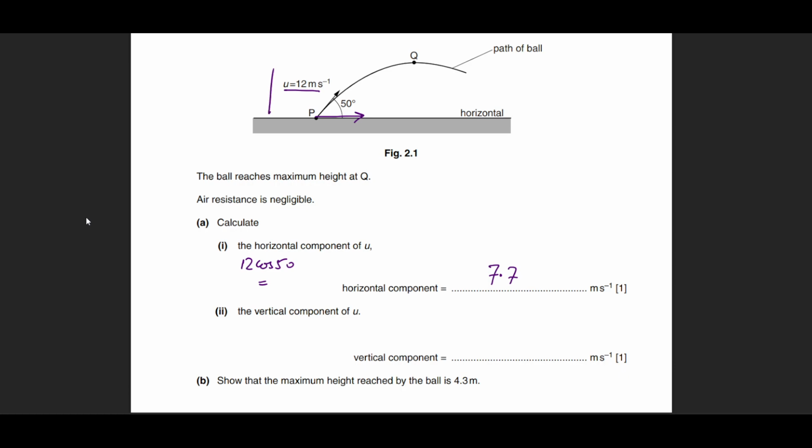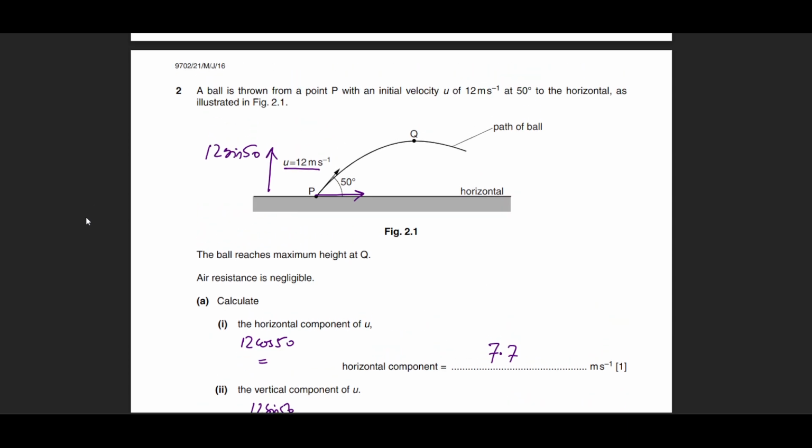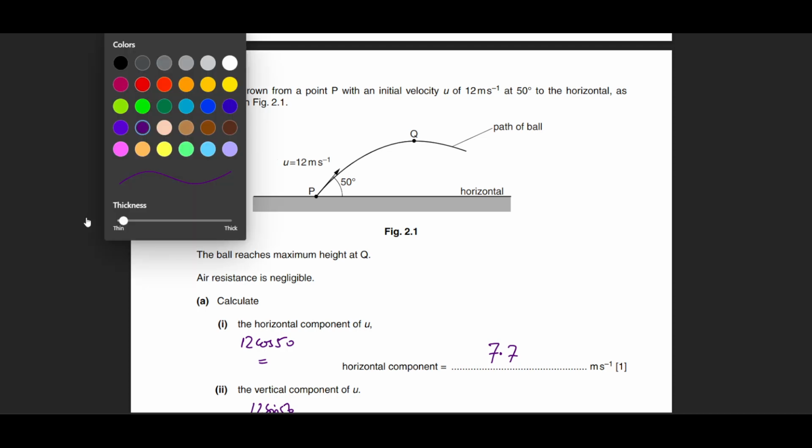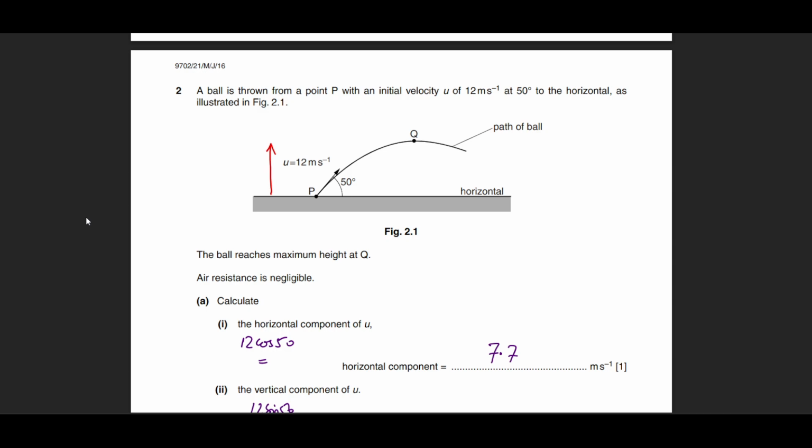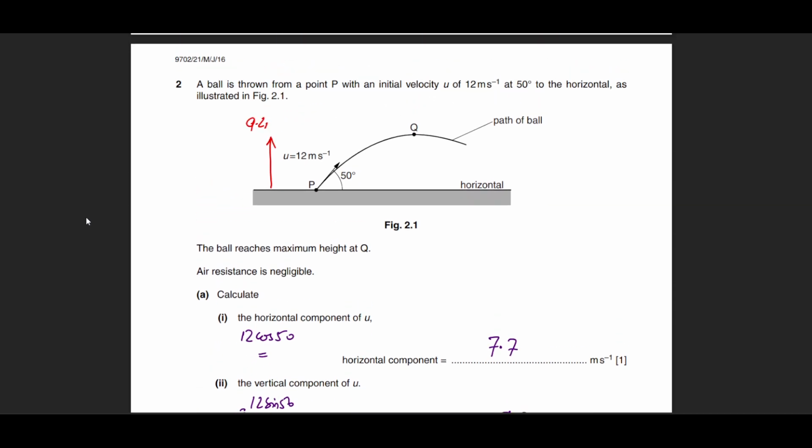The vertical component is this one, it goes up. So this will be 12 sine of 50. You have to mention 12 sine of 50 over there to show the examiner how you've done this. So this becomes 9.19, but I'm going to write this down as 9.2 meters per second. So the object is starting to move, or you can say that the initial velocities that it has in the respective upwards direction is 9.2 meters per second, and in the forwards direction it has a speed of 7.7 meters per second, right?